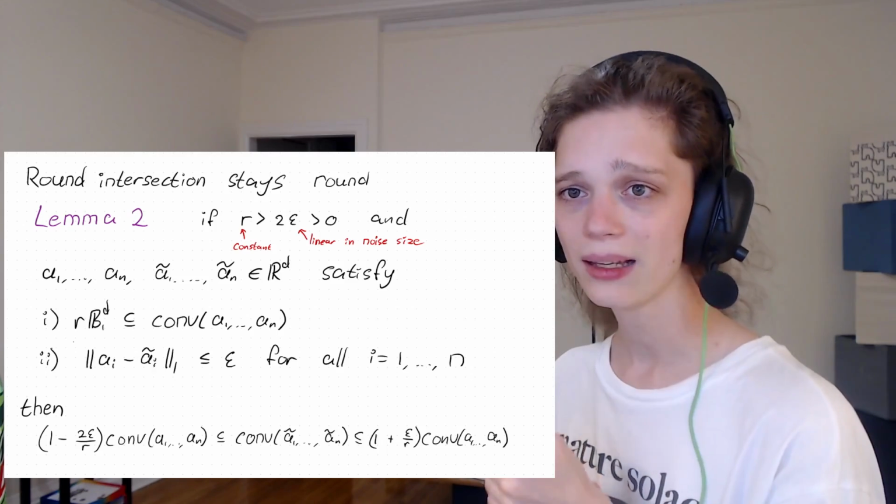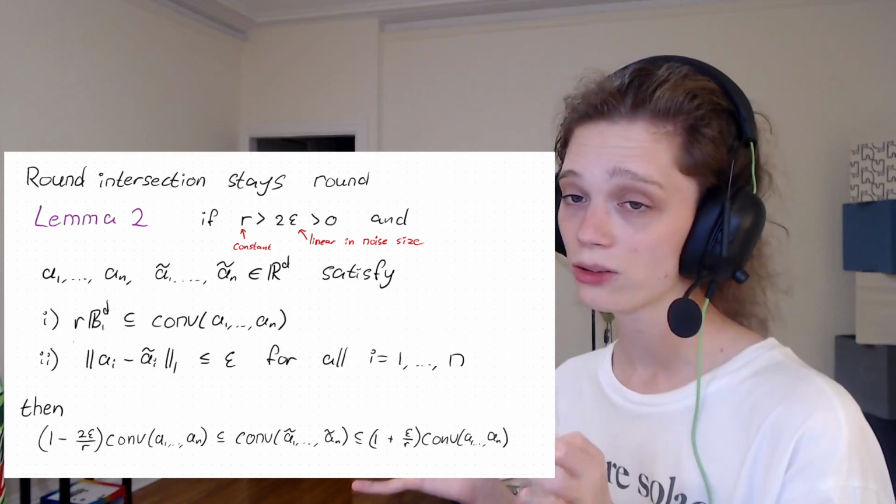The remainder of the analysis is we need to prove that even if we perturb the vertices of this object by a tiny bit, the same slice of the end result will still be very round. After perturbing, every slice is going to be roughly the same shape as it was before. So here is the lemma that we can prove. It's a bit more technical than the previous one.